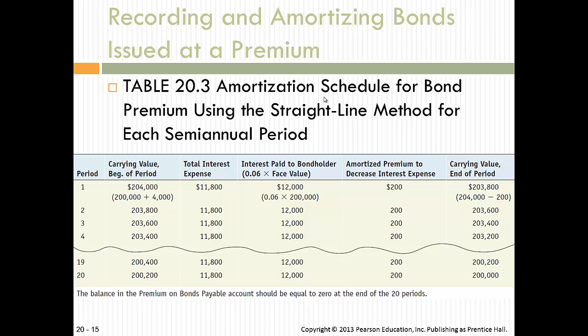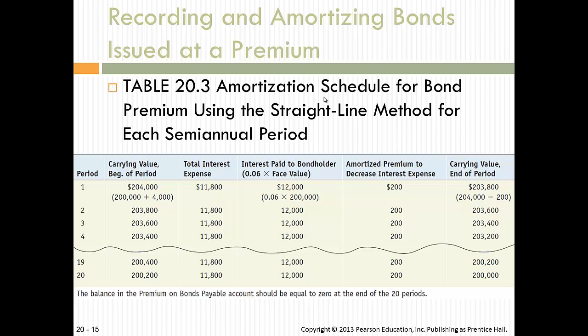Shown here is the amortization schedule for a premium. We begin with the carrying value on the left of $204,000. Total interest expense is equal to the interest paid minus the amount of amortization. And since we're using straight line amortization, this amount doesn't change from year to year.